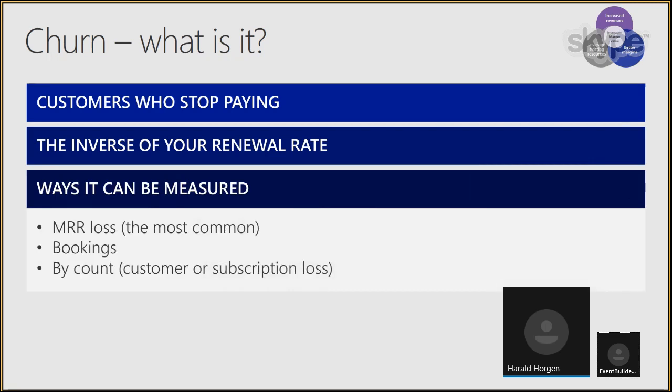The typical one is just the monthly recurring revenue, measuring what my monthly recurring revenues were in January versus February versus March, and whether or not some of that is disappearing. Bookings are the contract. So if you have someone that signs a 12-month contract at $1,000 a month, then the booking is $12,000. And if they don't renew, then it's a $12,000 booking loss. And then you can also look at it by count.